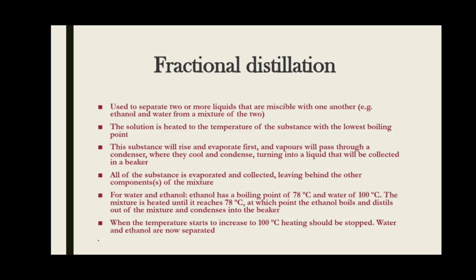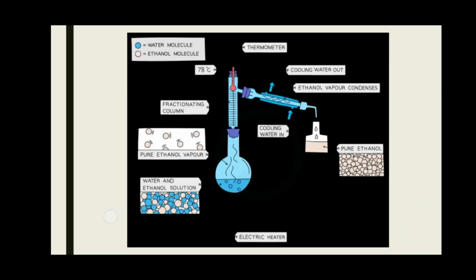We already know that fractional distillation is a method that is used to separate two or more liquids that are miscible with one another, that can mix with each other. For example, we have ethanol and water in a mixture of both. So what will happen? I will be giving you examples at the end, after we are done with the process. The solution will be heated to the temperature of the substance with the lowest boiling point.